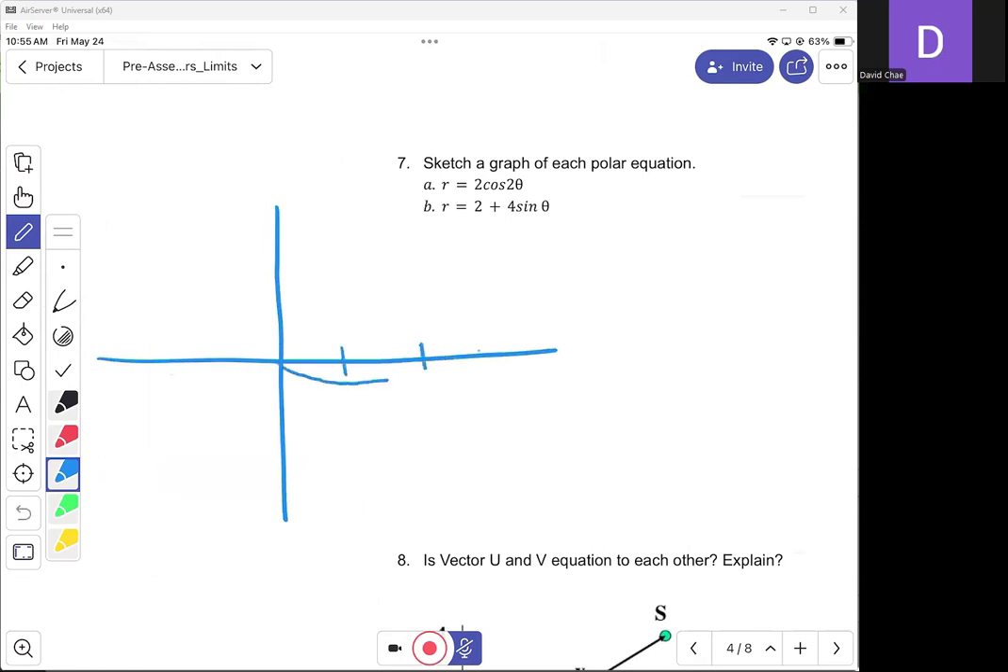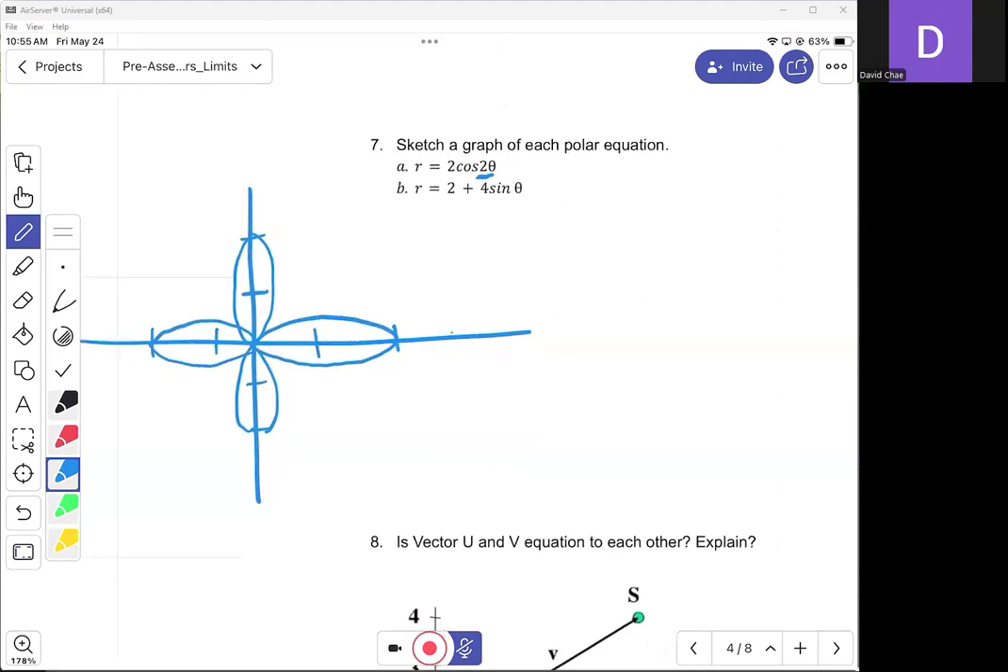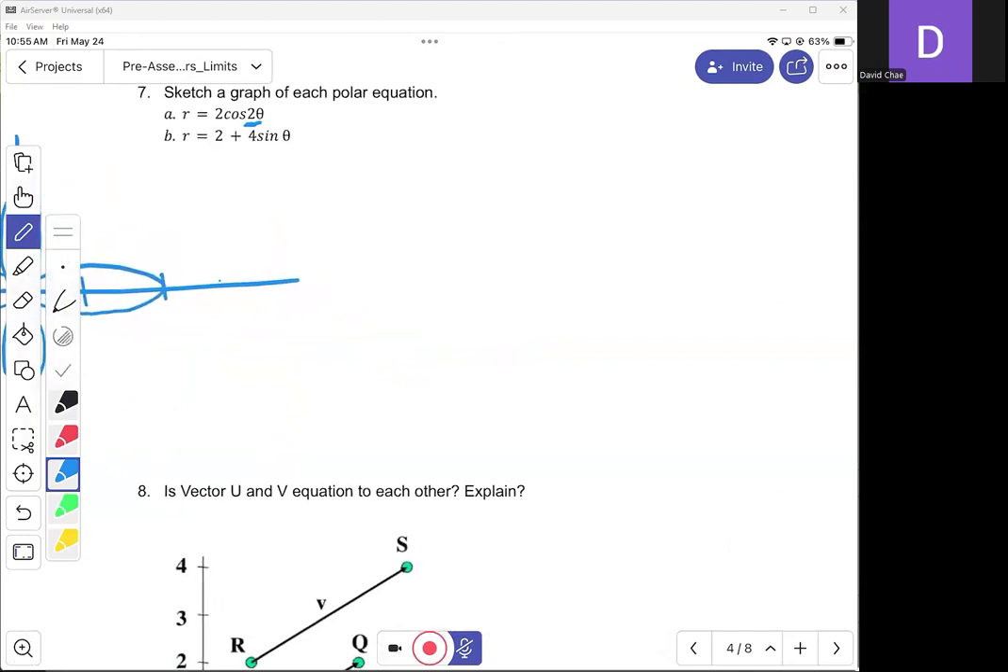Let's go from here. You're just sketching it. 1, 2 here. Let me redo that one. 1, 2 right here, and 1, 2 right here. So remember with the even function, you're going to have double the amount of petals.